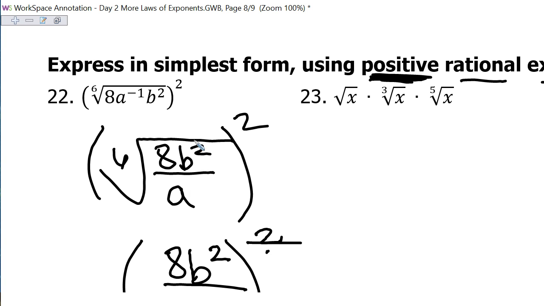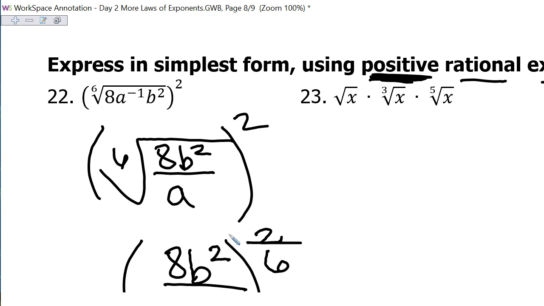Technically, is that in simplest form? No, because 2/6, what does that simplify to? 1/3. So now, is my answer with positive rational exponents? Yes. So that's the answer. We're not doing anything else. We're just rewriting it with a positive rational exponent. So that's all we can do there.